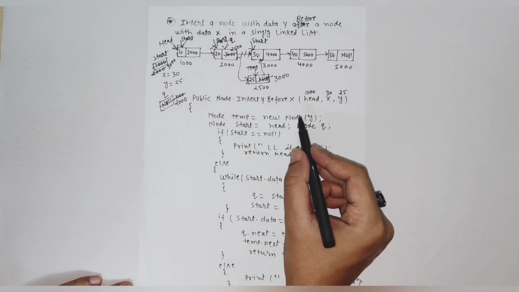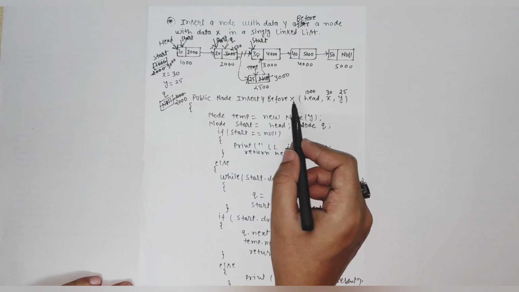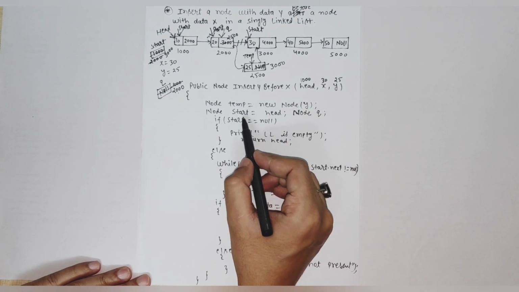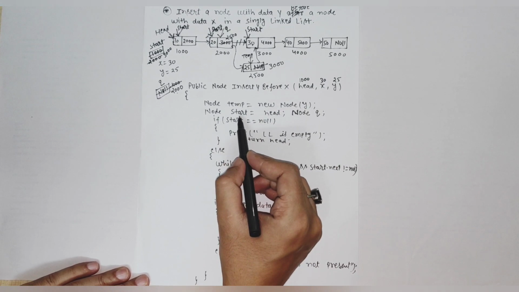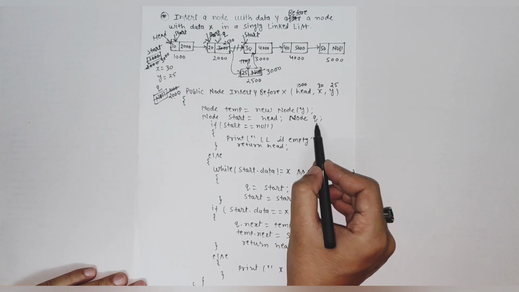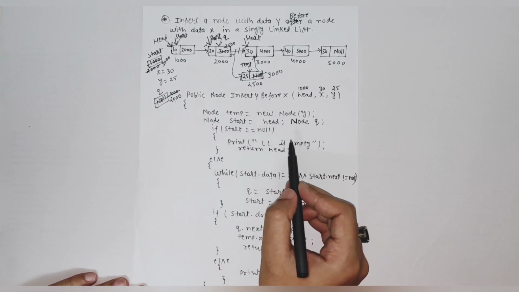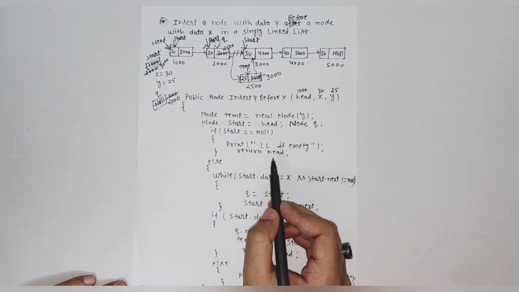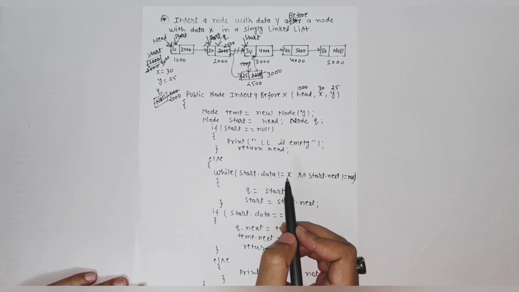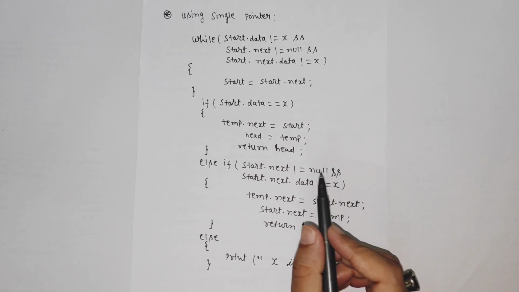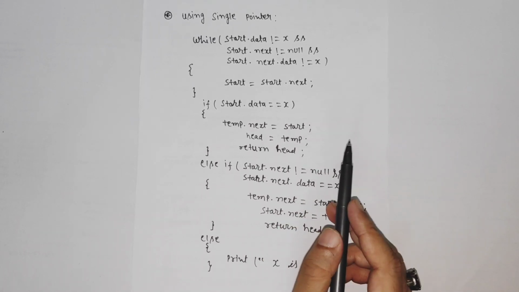Here in this program, we have successfully inserted the y node before the x node with the help of two pointers. One is start and second one is q. But we can do this with the help of a single pointer only. So now let's see how we can insert the node with the help of only one pointer.